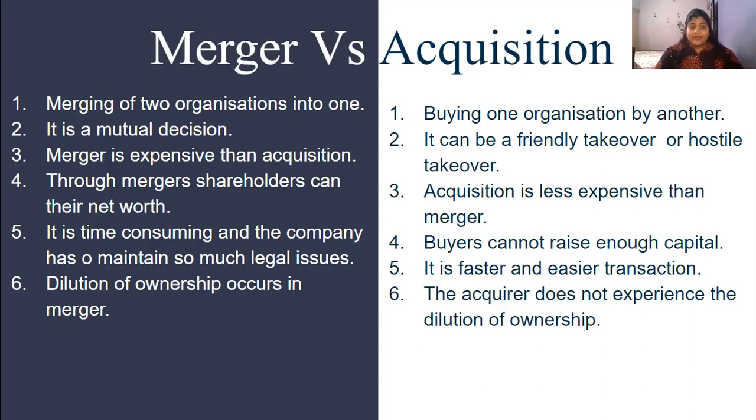The sixth difference is dilution of ownership occurs in merger. In merger, what happens? The dilution of ownership occurs. Now, I'm company A, I own 100% of my shares, and you're company B, you own 100% of your shares. You get together and form company C, where it becomes 50% of your share, 50% of my share. You can't own 100% in merger. You had 100, but now it's becoming 50 because you're forming a new company.